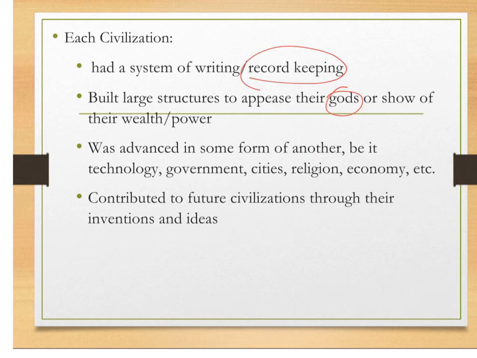They had some sort of advanced technology, so you can think of different innovations, some of the math and medicine of different civilizations to help make life better. And a lot of those innovations have contributed to future civilizations. We've taken a lot of ideas from the Mesopotamian, Egyptian, and Indus River Valley civilizations and just improved them or made them even better.